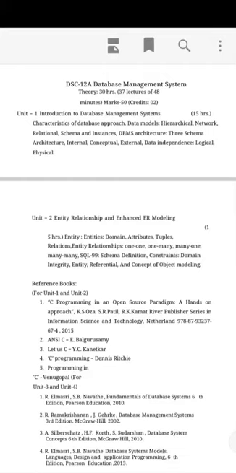This is nothing but your syllabus, which we are going to discuss in our further lectures. There are some reference books you can search online, or you will get those particular books from our library.